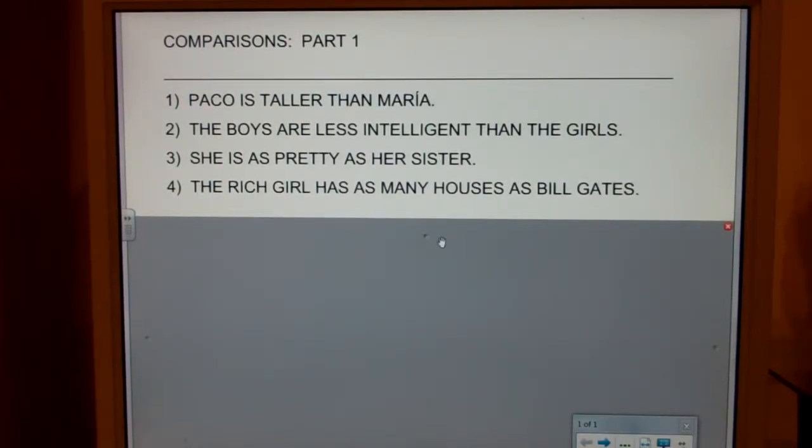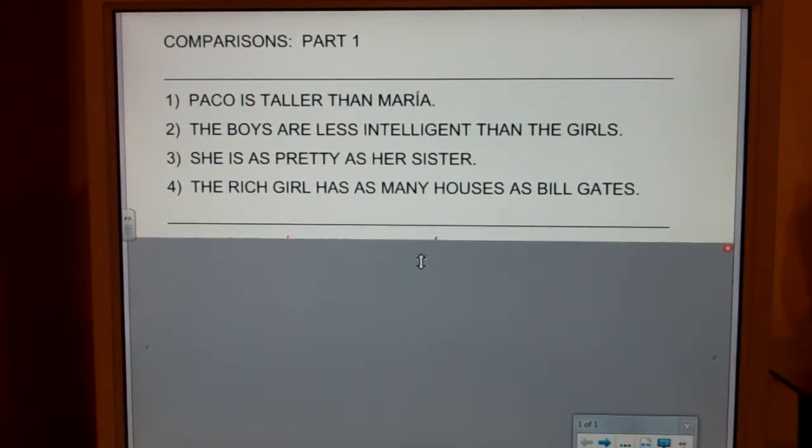Comparisons Part 1. These sentences are pulled directly from another grammar clip labeled Comparisons Part 1. So if you have trouble with any of these, check out that other grammar clip. Number 1, Paco is taller than Maria.